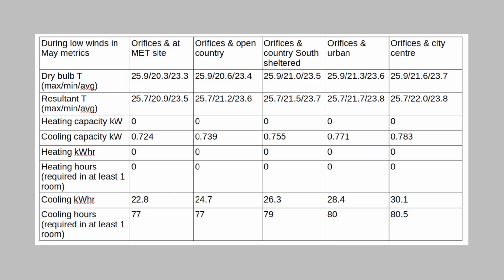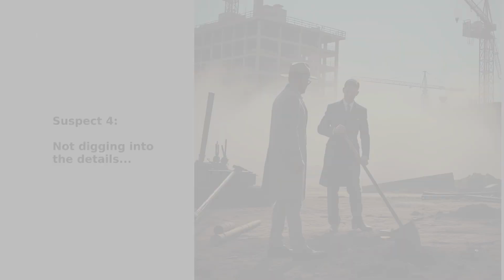The winds tend to be lighter in the summer, so here we see the metrics in the context of a week in May. Dry bulb resultant temperatures of the week, largely insensitive. Cooling capacity, cooling demand over time goes up as we shift toward that center city, and the number of hours when cooling changes very little actually.